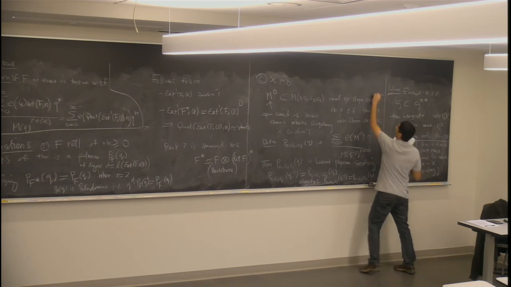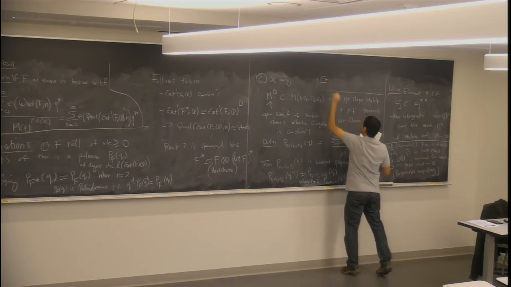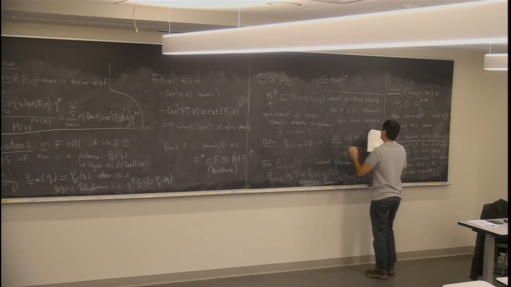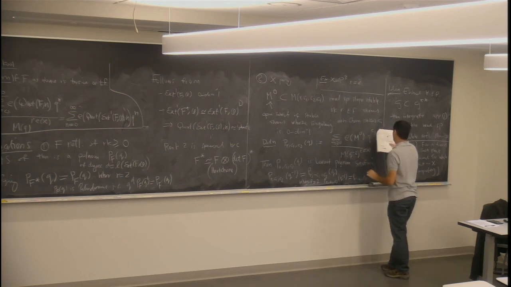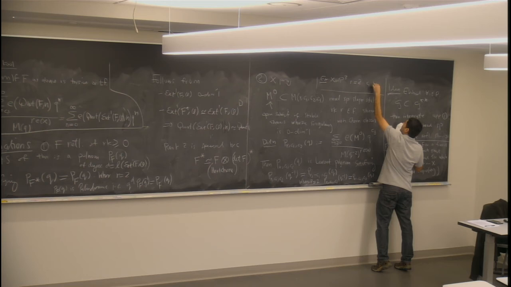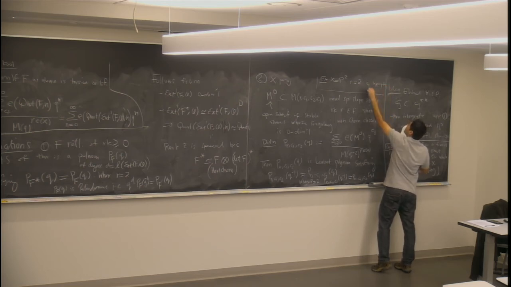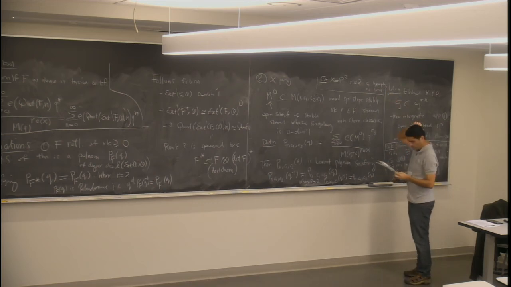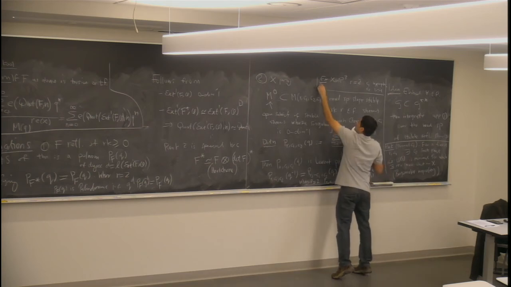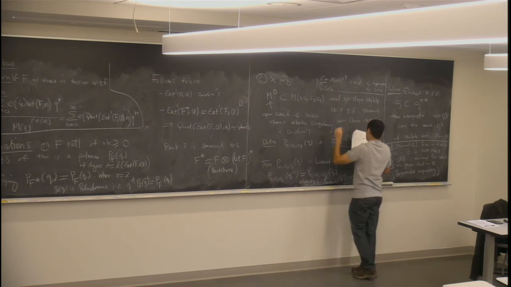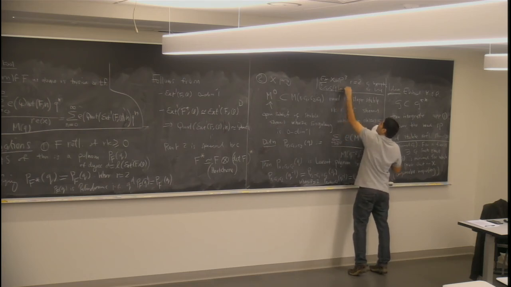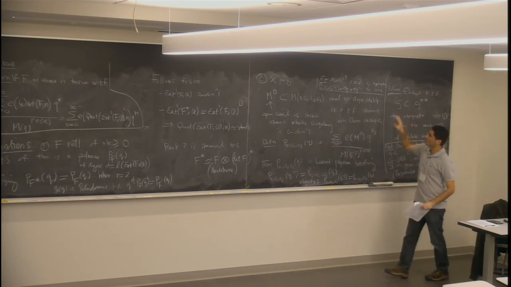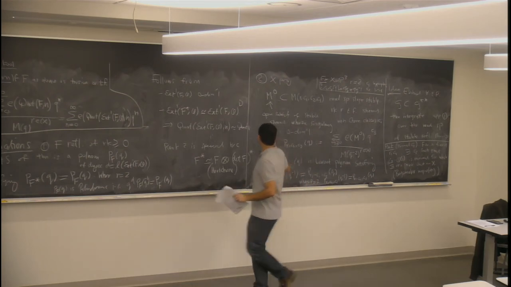For example, if X is P3, R is 2, and C1 is the hyperplane class, and C2 is the class of a line. So this C2 is minimal, and in this case, P2, C1, C2 of Q is 4Q plus 4Q inverse. So this is the Laurent polynomial. And this is the full moduli space of rank 2 stable sheaves with this Chern class.